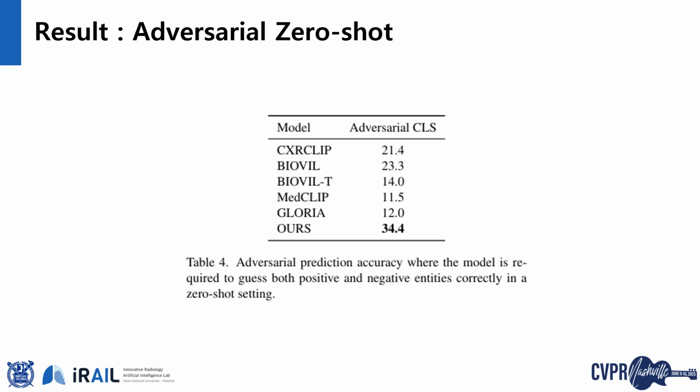This table shows adversarial classification, where the model must correctly identify both the presence and absence of findings. Most existing models barely beat chance, but our method achieves much better results, though there's still room for improvement.